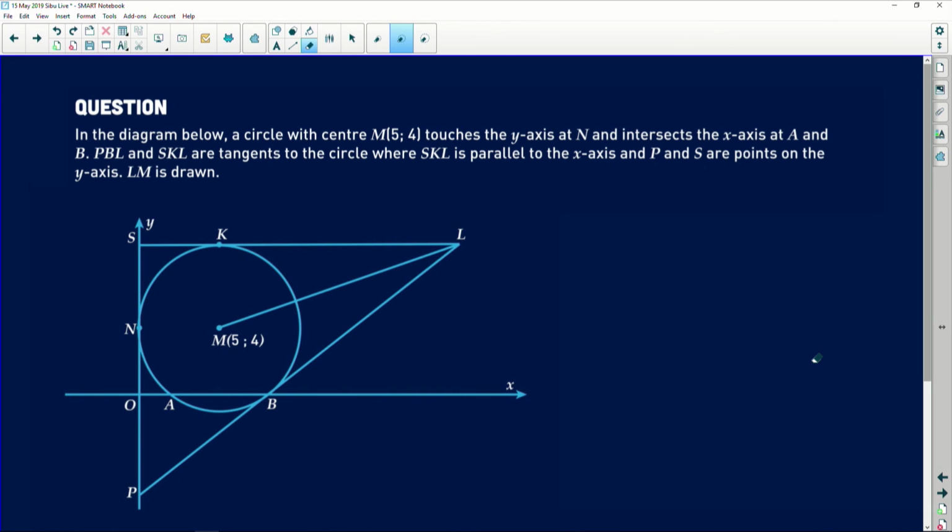Let's look at it. It says to us here in the diagram below, there's a circle. We can all see that. And this circle apparently has a center at point M with the coordinates (5; 4). This circle touches the y-axis. Aha, touch. Touching is a very powerful word, guys. This touching tells me that there's a big chance, if not a certainty, that the y-axis is in fact the tangent. Because it touches the circle, it's tangential to the circle, at point N. And it intersects the x-axis at point A as well as point B.